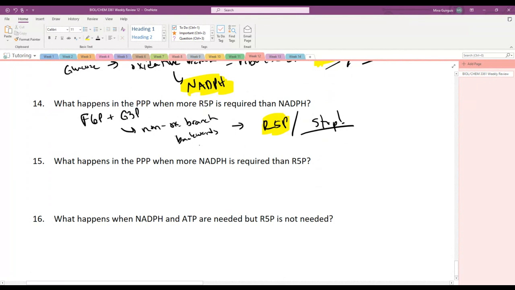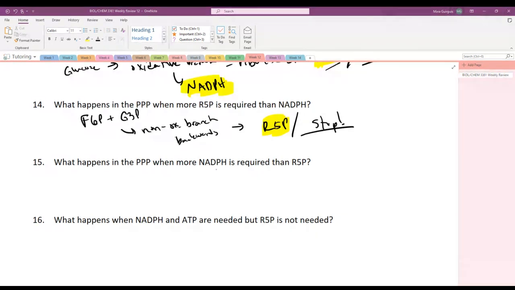So now other way around. What happens when more NADPH is required than R5P?